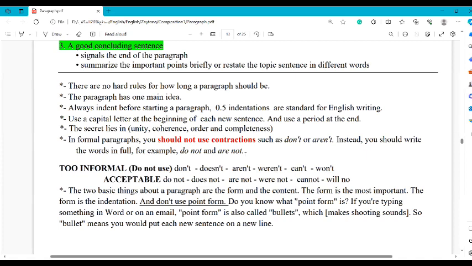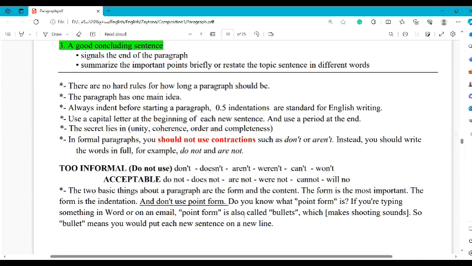Yes. Okay. We have two informal, غير رسمي. When I say informal, so don't use: don't, doesn't, aren't, wouldn't, can't, won't. Instead of those, you use the acceptable ones, مقبولين: do not, does not, are not, were not, cannot, will not. Okay? As you know, won't is the abbreviation of will not. Right?